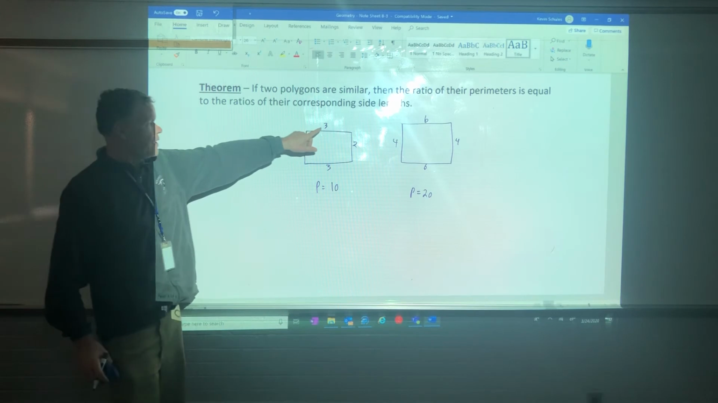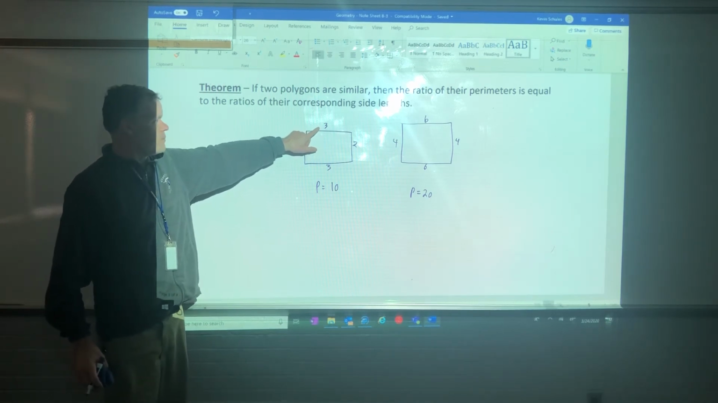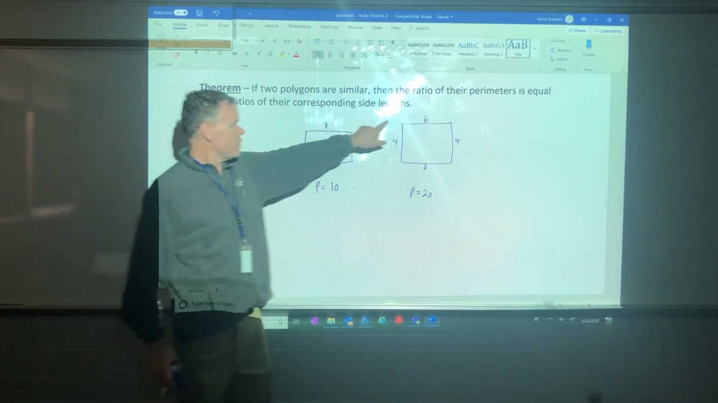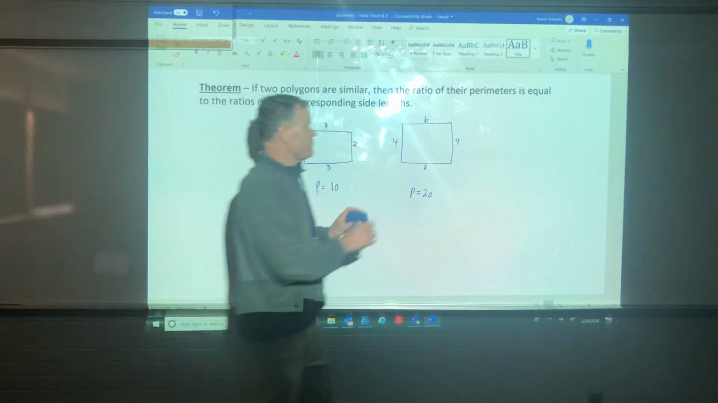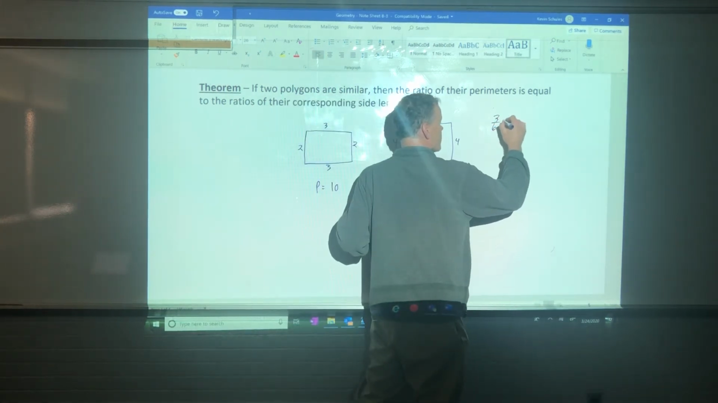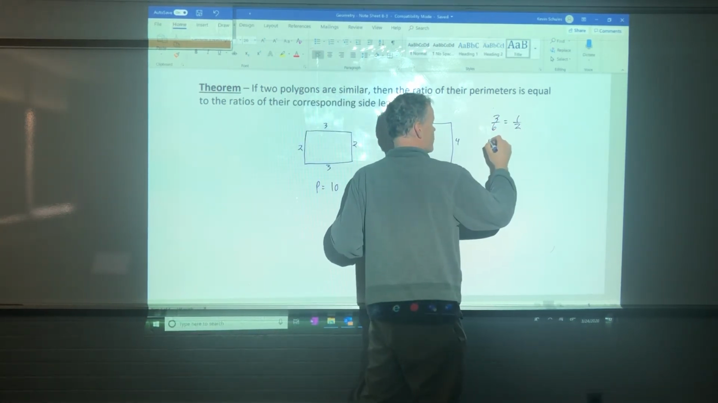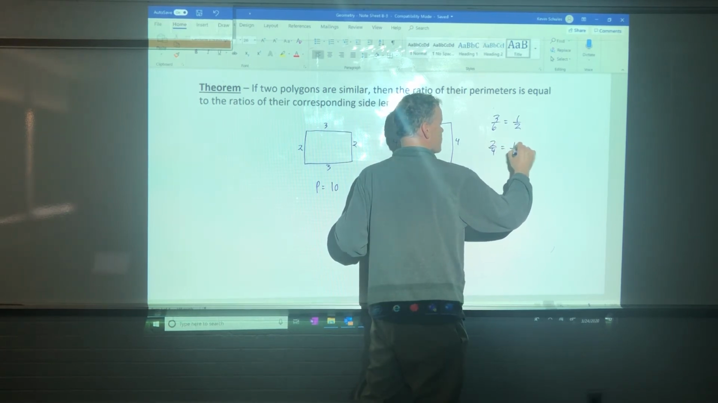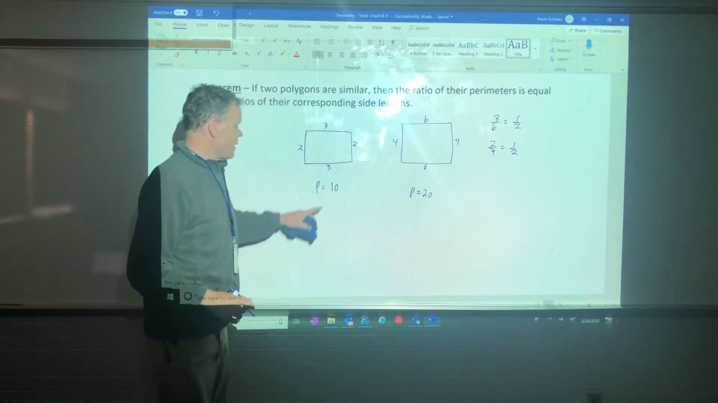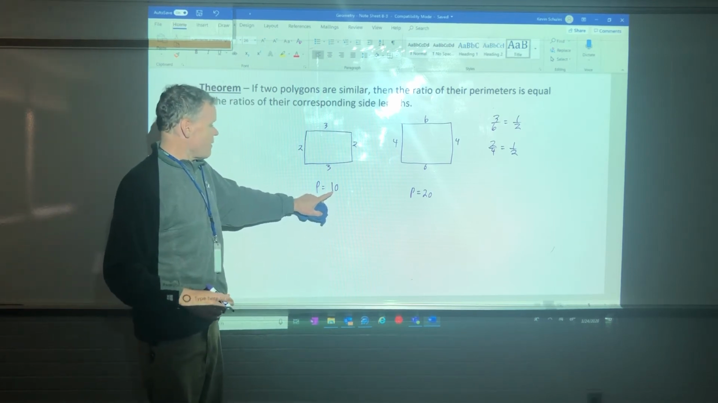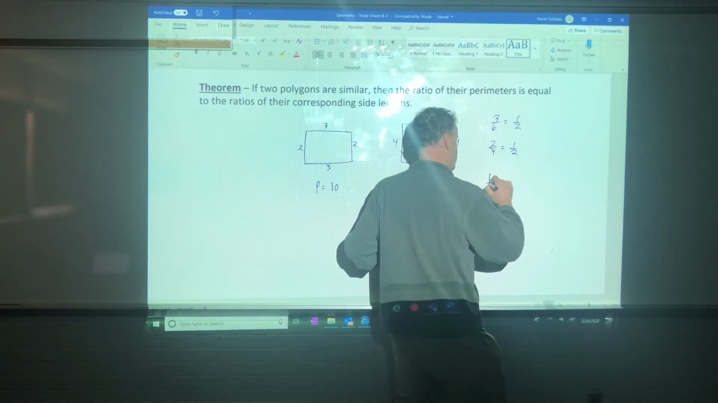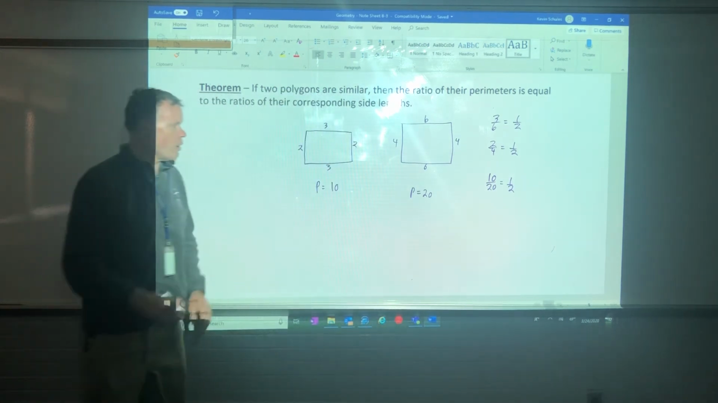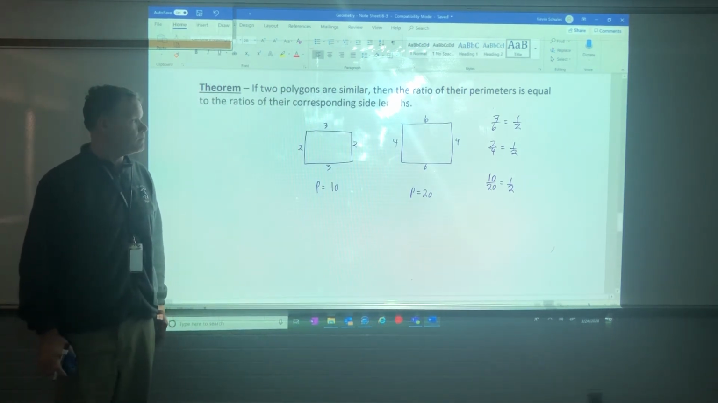Okay, so we're going to end up having the two figures have a scale factor of 1 to 2. When you look at each side, 1 to 2. When we reduce them, okay, I'll even do it over here. 3 over 6 reduces down to 1 over 2. 2 over 4 reduces down to 1 over 2. Okay? This theorem says that their perimeters are also going to reduce down to 1 to 2. And sure enough, they do. 10 over 20 equals 1 over 2. So that's basically what this theorem is going to say.